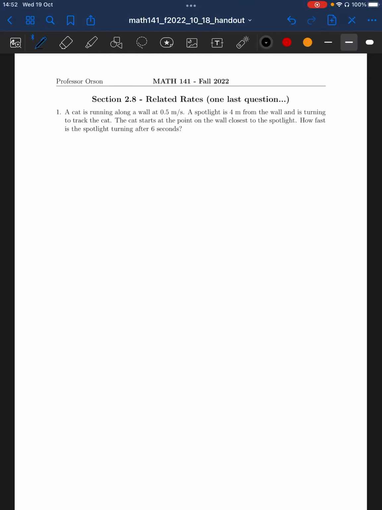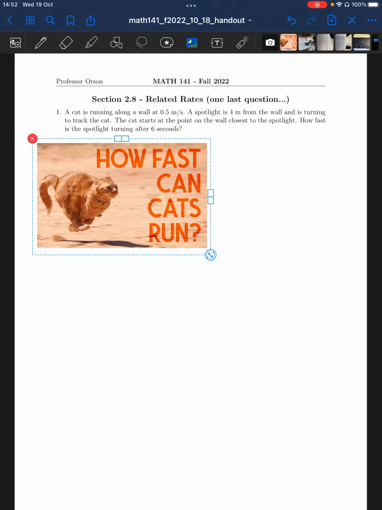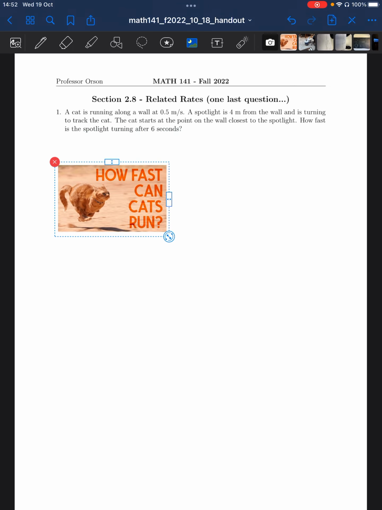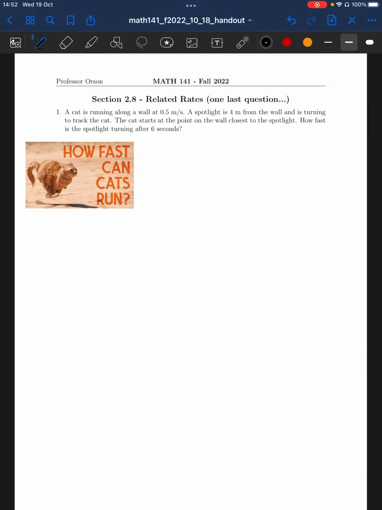So this is the question I didn't quite get around to finishing in class. It's the last example for related rates. So it's about a cat. So I Googled how fast does a cat run? And it doesn't run as fast as I said it does, but yeah, almost that fast. So this is a really fast cat.